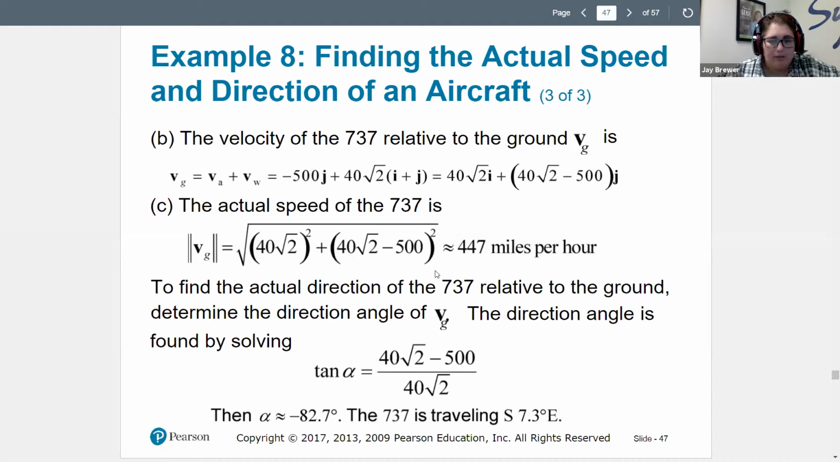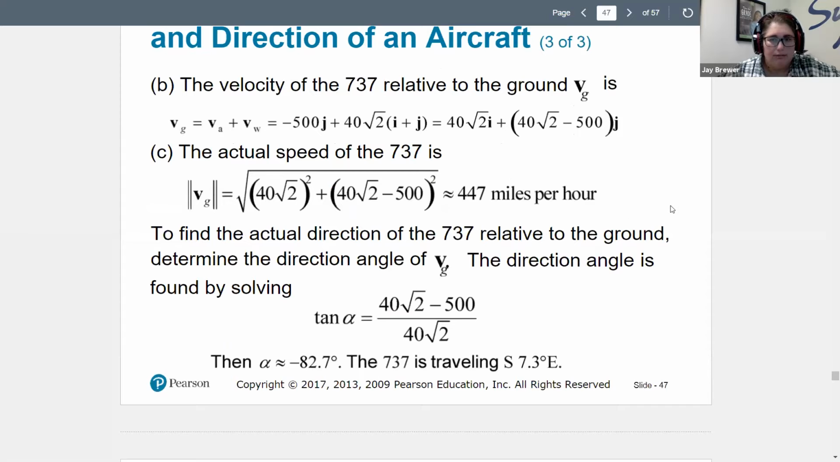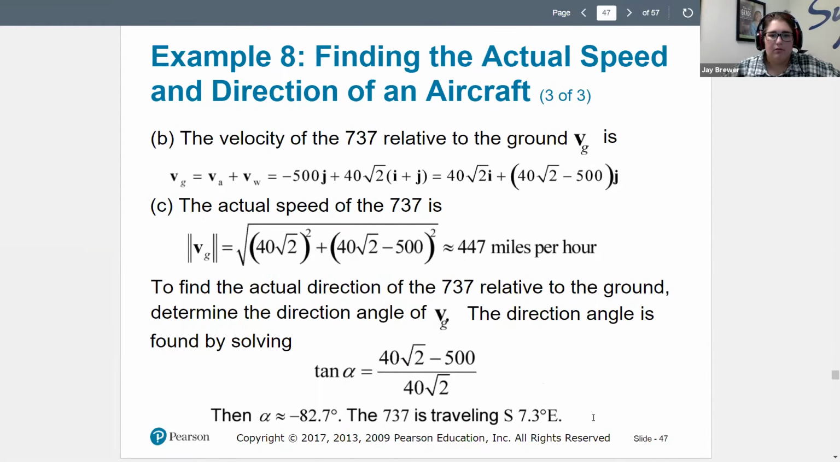So then we're just left with finding the magnitude. We get roughly 447 miles per hour. And then we use the tangent of alpha to find your angle. It's important to note that it would be south of east. And that comes from chapter 9. I believe we did that in chapter 9.